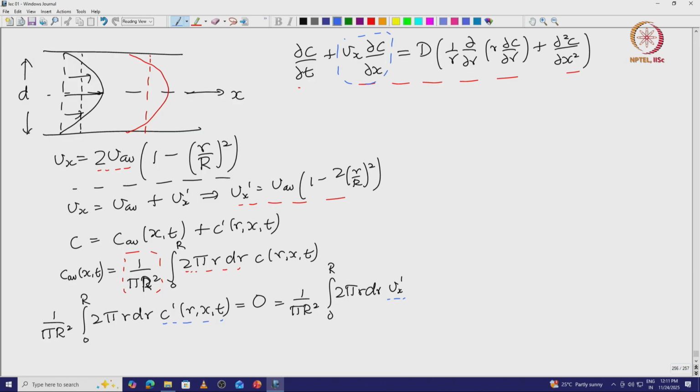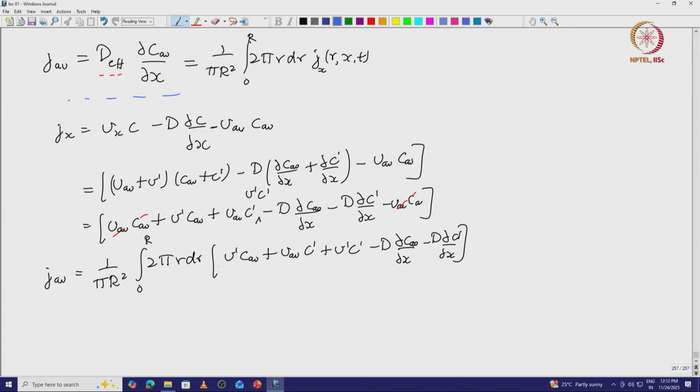Similarly, the cross section average of Vx prime also has to be 0. So, we are writing the concentration and velocity as the sum of two parts: one is the cross sectional average, plus the difference between the actual value and the cross section average, which is written with a prime. Then we wanted to know what is the cross section average flux, because in Taylor dispersion we ultimately want to calculate the cross sectional average flux in order to determine, if there is a variation in the concentration along the length, what is going to be the flux generated due to that.